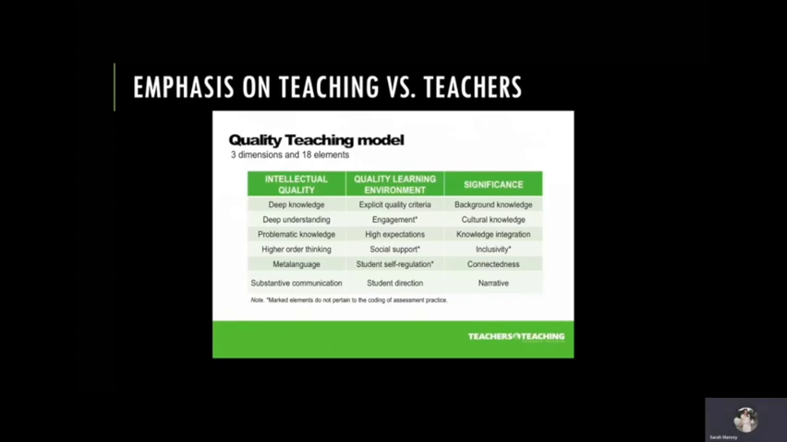So this model here is what teachers and the classroom as a whole are assessed on, where the classroom ranks, kind of looking through these 18 different elements.